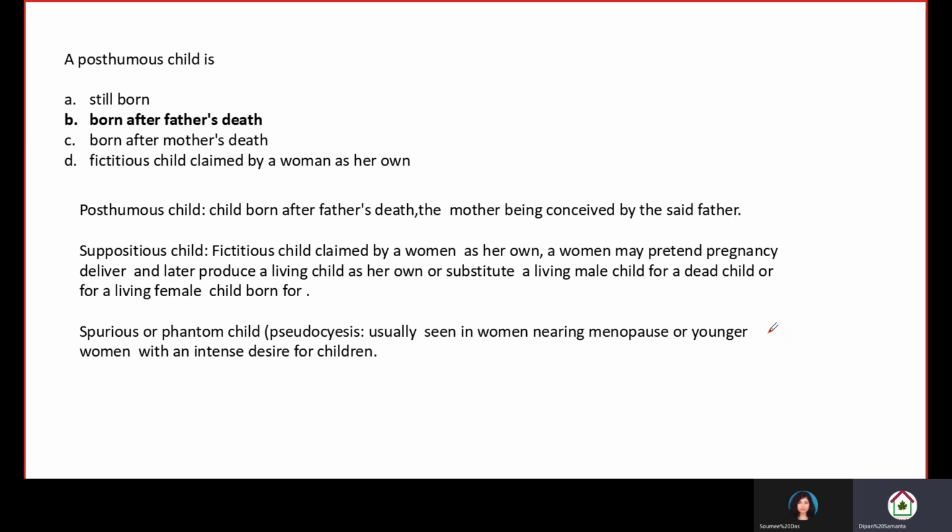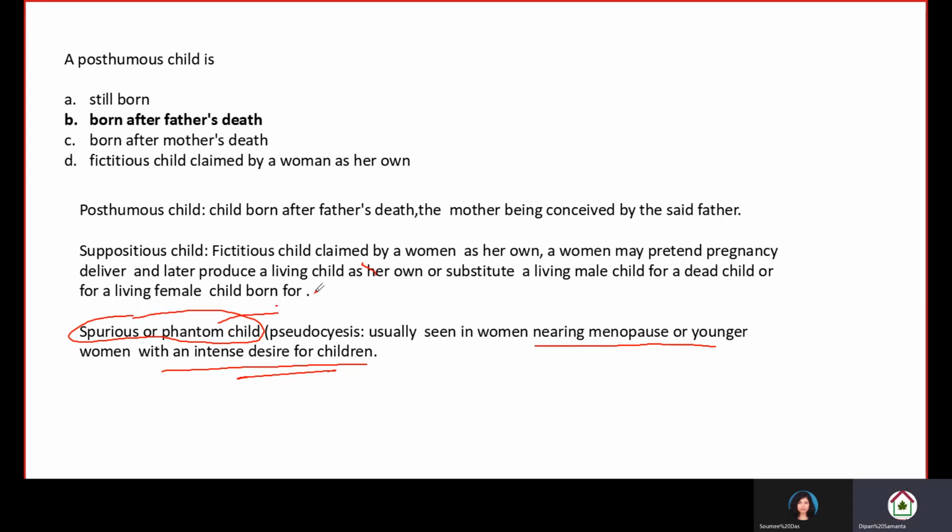Supposititious child is a fictitious child claimed by a woman as her own. A woman may pretend pregnancy, deliver, and later produce a living child as her own, or substitute a living male child for a dead child, or for a living female child. That is supposititious child. And spurious or phantom child, that is pseudocyesis, is usually seen in women nearing menopause, or younger women with an intense desire for children. The word phantom means only pretension, a false claim.